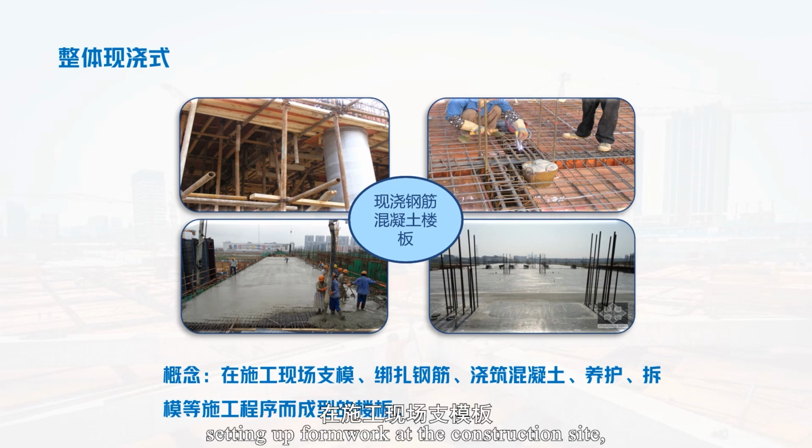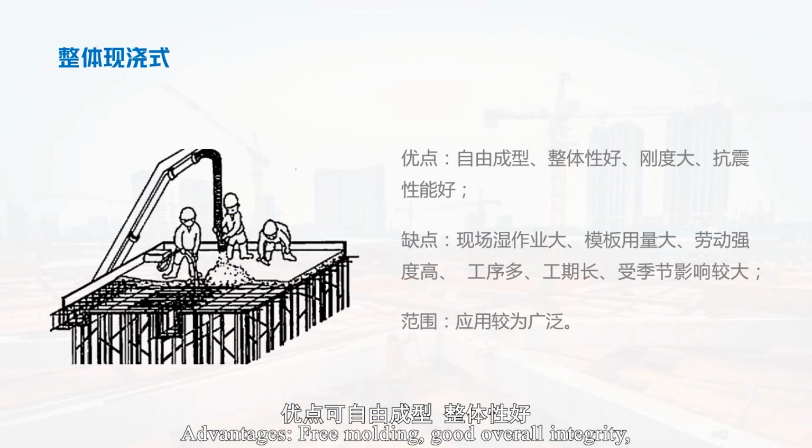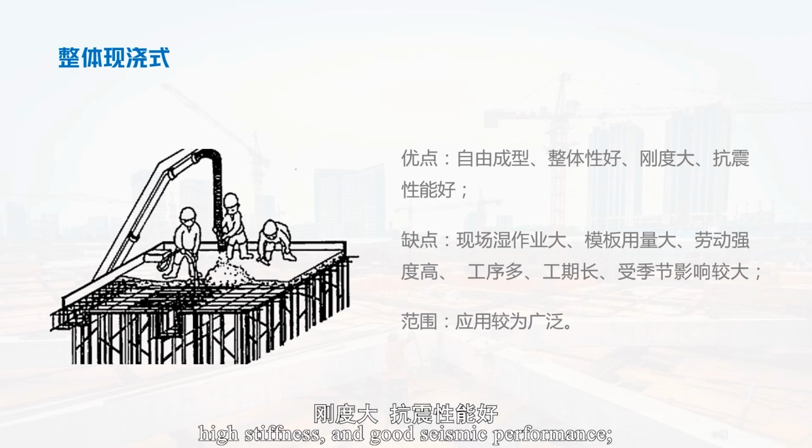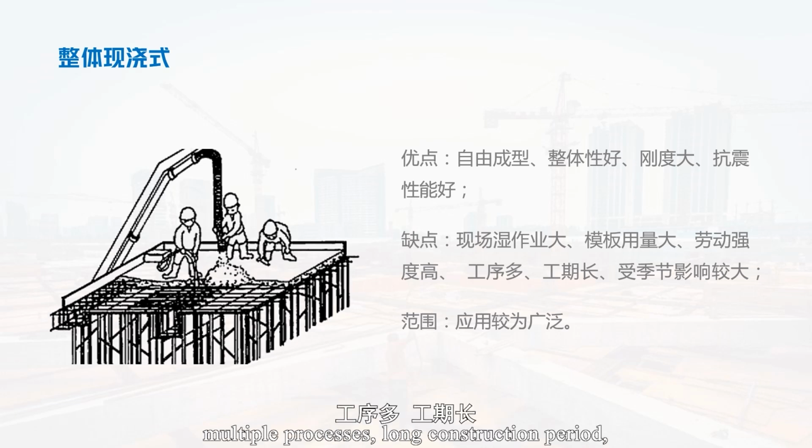Setting up formwork at the construction site, bending steel bars, pouring concrete, curing, and finally removing the formwork to form the floor slab. Advantages: free molding, good overall integrity, high stiffness, and good seismic performance. Disadvantages: large on-site wet work, high template usage, high labor intensity, multiple processes, long construction period, and significant seasonal influence.